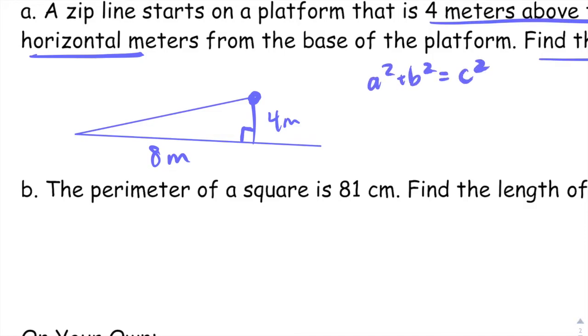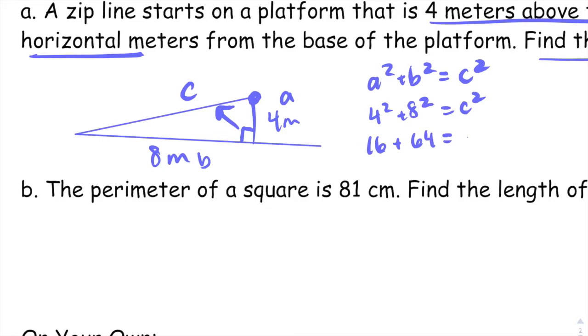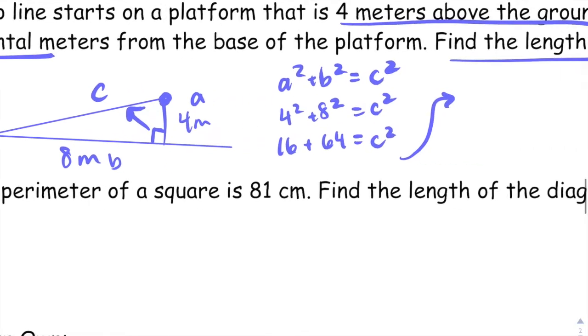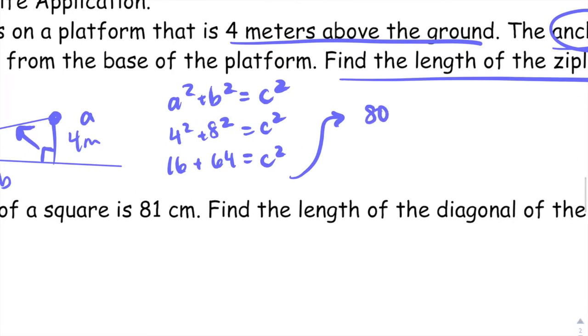Okay, remember the side opposite your right angle is always going to be your hypotenuse. So that means this is my A, B, so I have 4 squared plus 8 squared equals C squared. Okay, so if I square it, I get 16 plus 64 equals C squared. I'll finish that over here. So 80 is equal to C squared, so as you said earlier, your inverse operation is square root. So now C is equal to square root of 80.